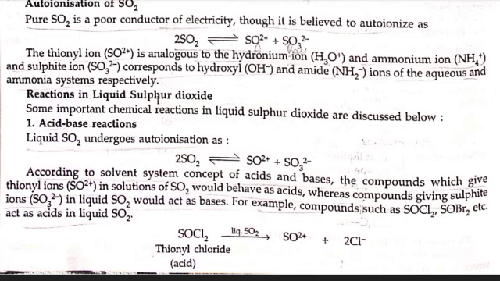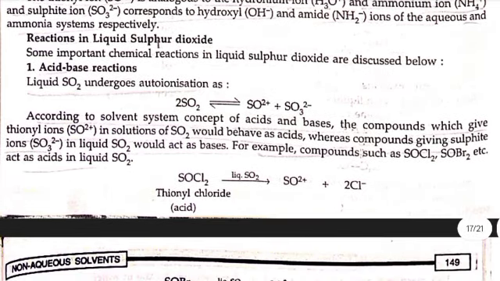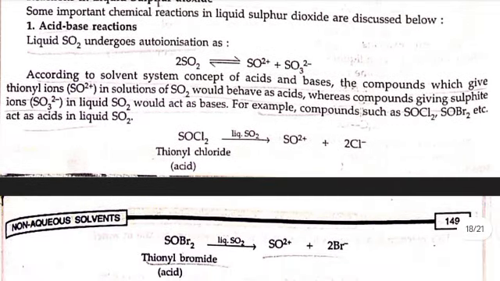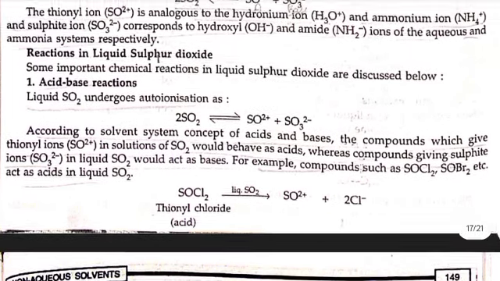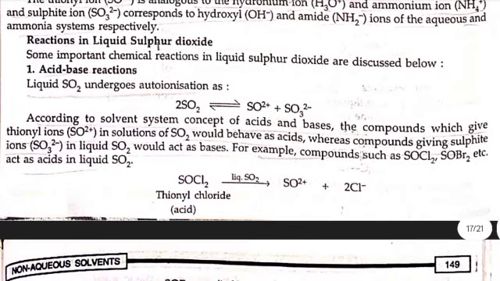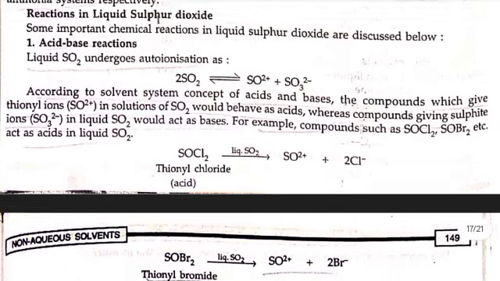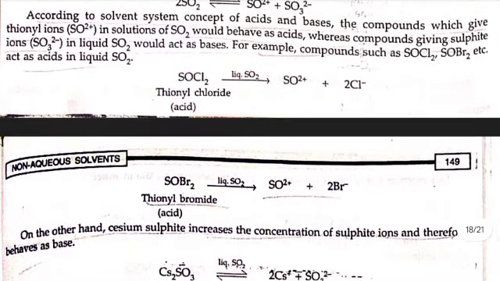Reactions of liquid sulfur dioxide. Some important chemical reactions in liquid sulfur dioxide are discussed below. Acid-base reactions. Liquid sulfur dioxide undergoes autoionization to give thionyl ion and sulfite ions. According to the solvent system concept of acids and bases, the compounds which give thionyl ions in solution of SO2 would behave as acids, whereas compounds which give sulfite ions in liquid SO2 would act as bases. For example, compounds such as SOCl2, SOBr2, etc. act as acids in liquid sulfur dioxide.